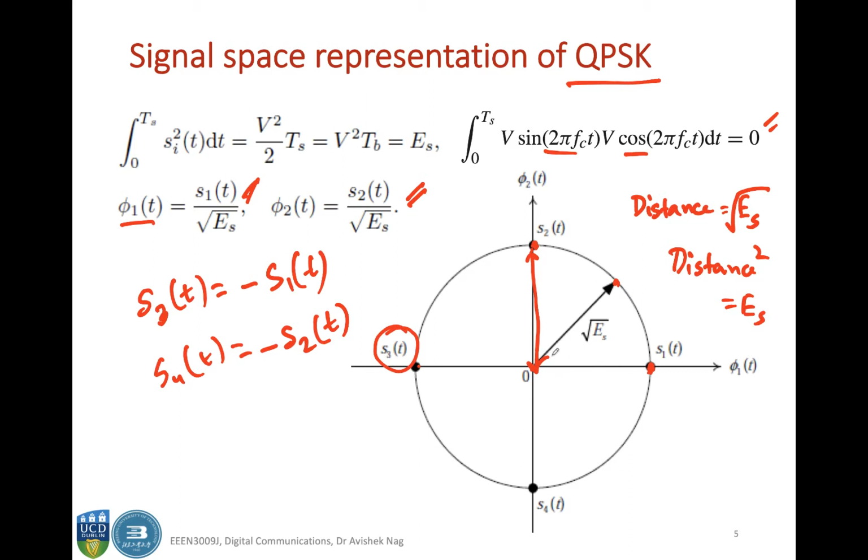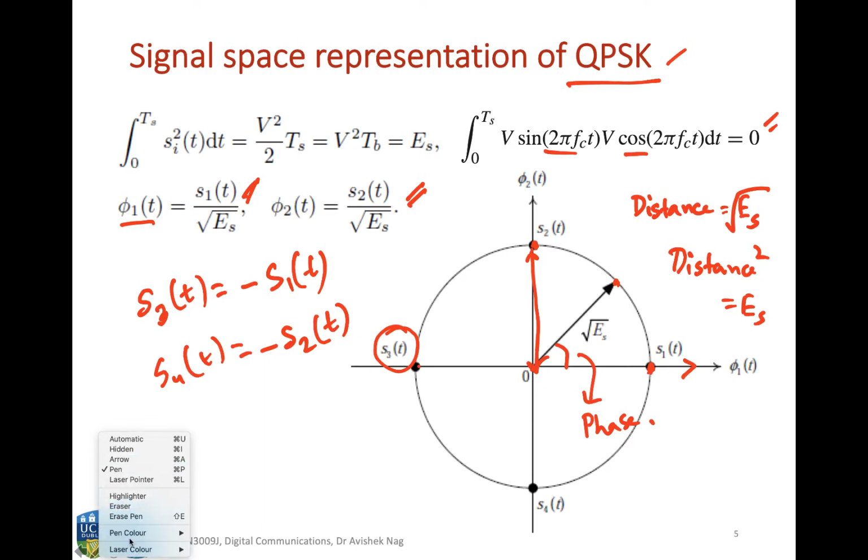Okay, and whatever angle the signal makes with the positive direction of the phi 1 axis, that gives you the phase of the signal. So the signal space representation also gives you the amplitude and phase of the signal. So when you are representing the 4 signals of the QPSK set like this, you can see each of the signals are at a 90-degree phase difference with the other.